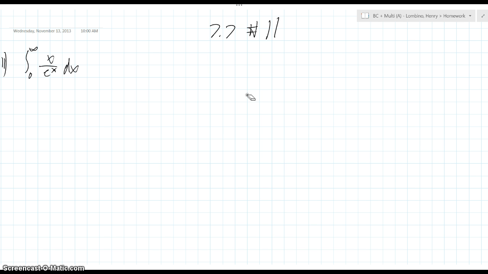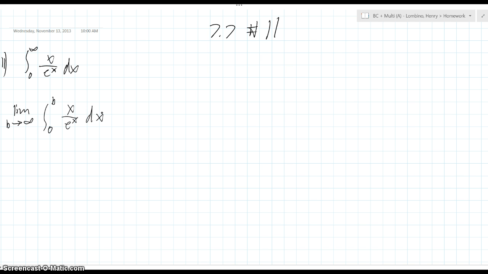So what we're going to do is first convert this into a limit, and then we're going to solve for the limit. So here's what we're going to do. We're going to take the limit as b approaches infinity of the integral from 0 to b of x over e to the x dx. So that's our first step.